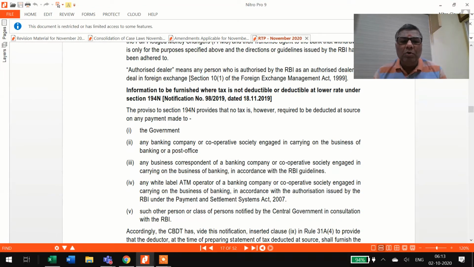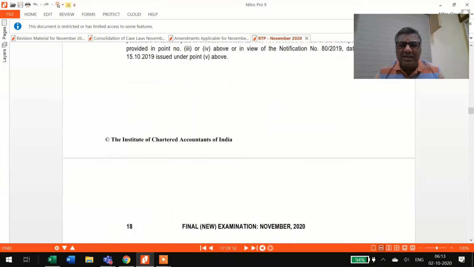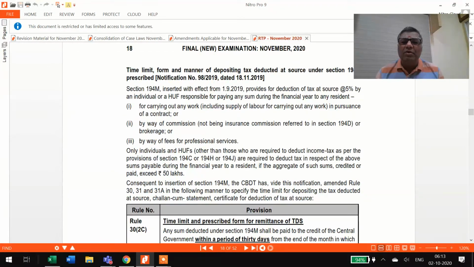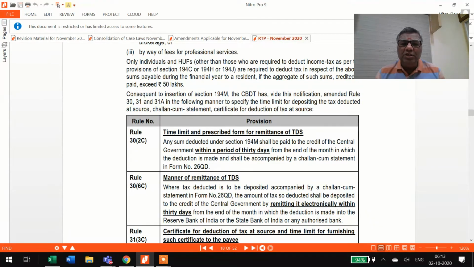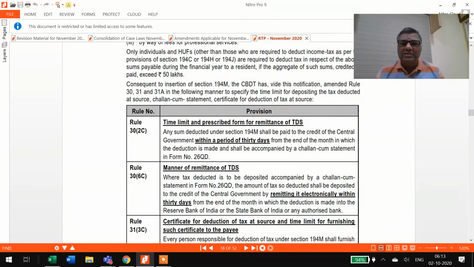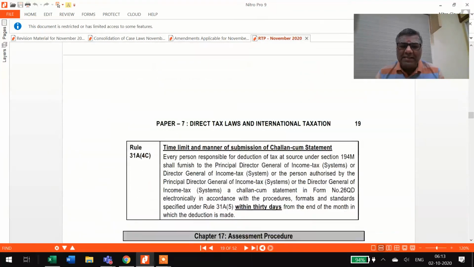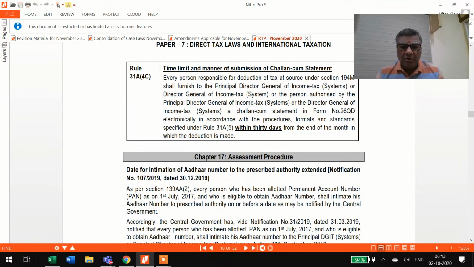Okay, now this is the recent circular that is there in our RTP. Government, banking company including cooperative banks, post office, business correspondent of a banking company, any ATM, such other class. In the such other class, in the recent notifications, they have included authorized dealers. They have included authorized dealers in such other class.